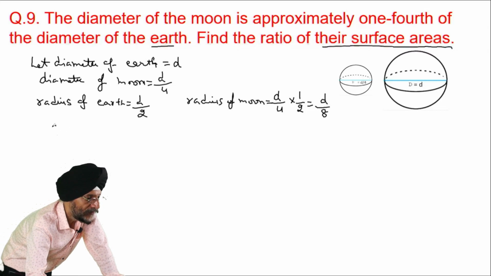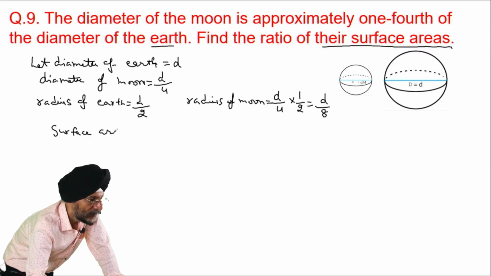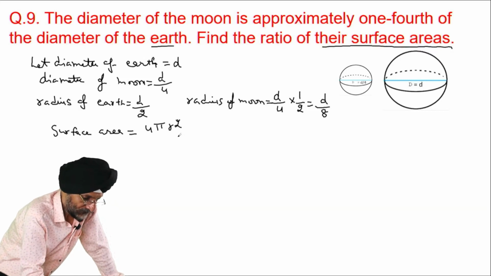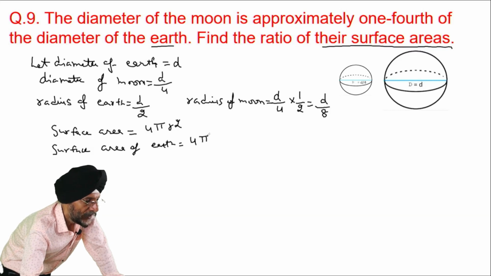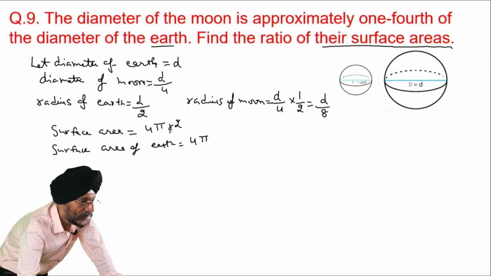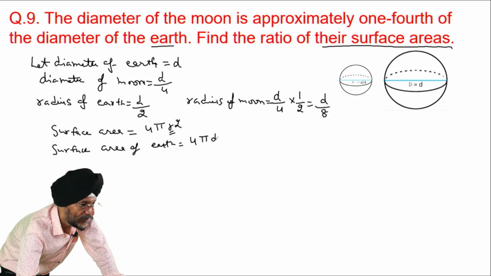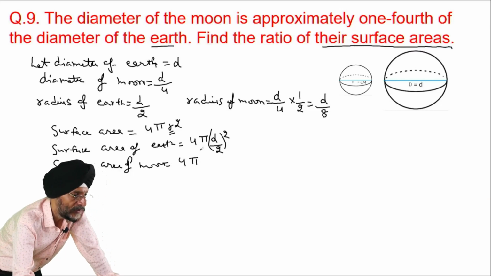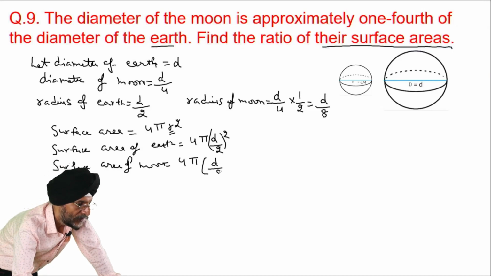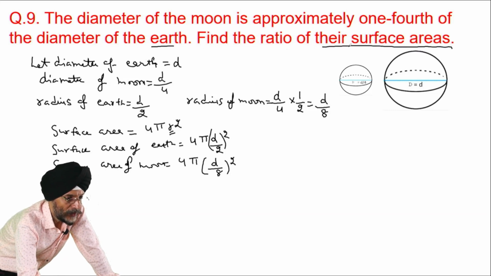So what is the formula for surface area? Surface area is equal to, formula is 4 pi r square. So now what is the surface area of Earth? It is 4 pi. We have assumed that value of r in case of Earth is d/2. It is d over 2 square. So the surface area of moon is equal to 4 pi. What is the value of r in case of moon? It is d/8. d/8 over 2. Now what we have to calculate? We have to calculate the ratio of surface areas.